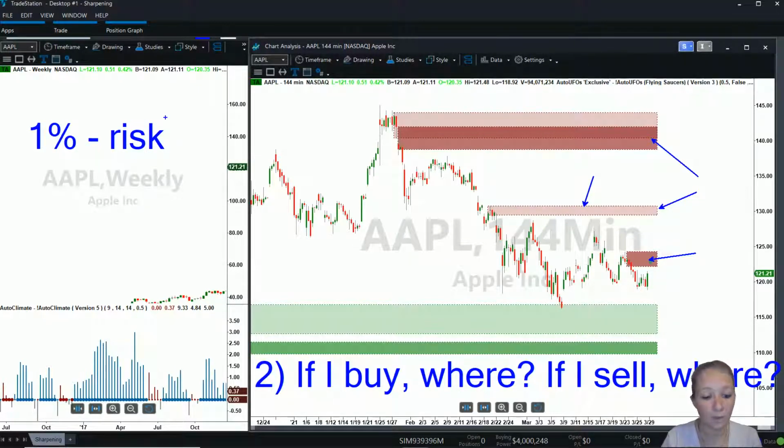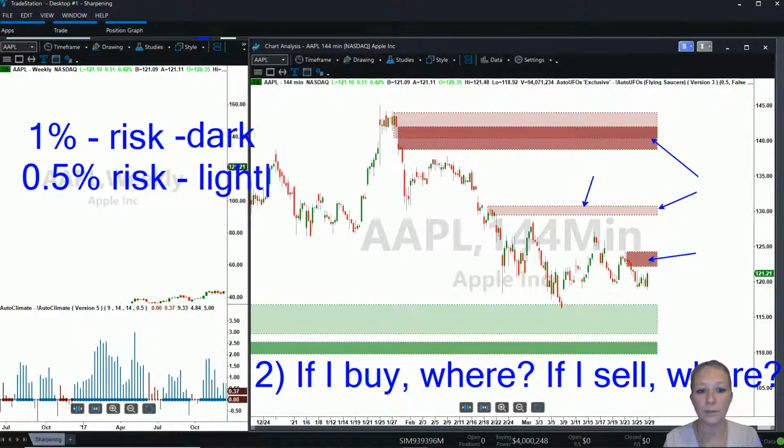You could say 1% risk on the dark ones and let's say 0.5% risk on the light ones. So you don't have to ignore them entirely. That's somewhere in between. That's not as conservative, but still a little bit more conservative than what we might do, which is just take any of them as long as they line up with the EMA. So you don't have to include or not include. You can vary how you do it.